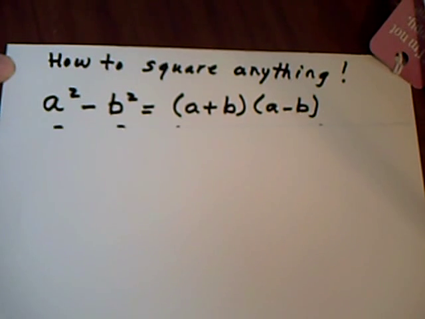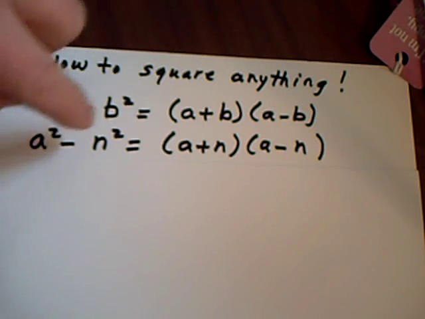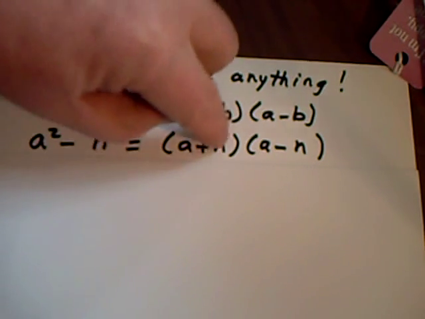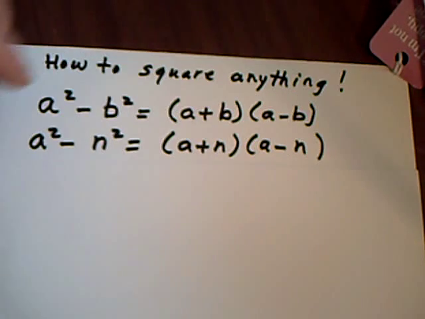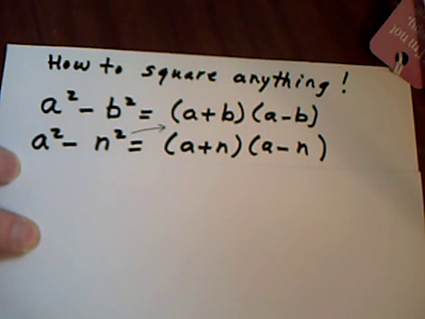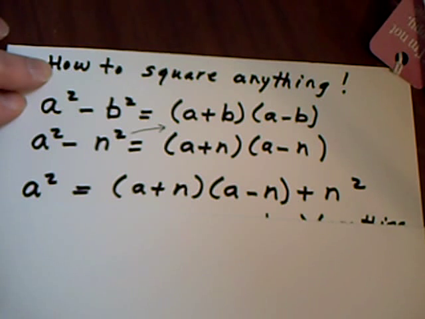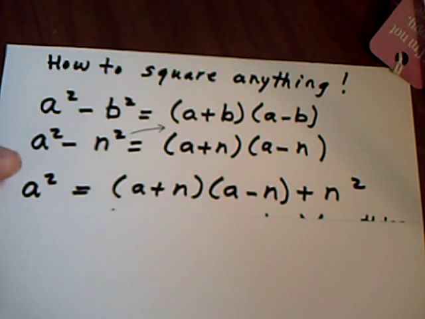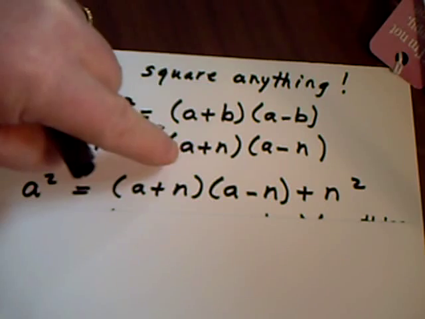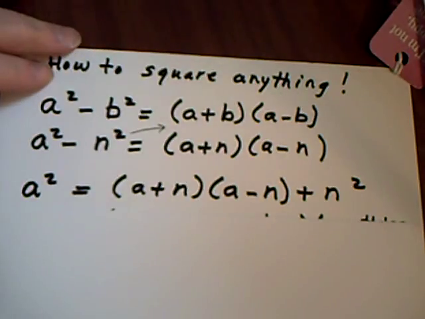So if I replace b by an n, it would read this way. a squared minus n squared equals a plus n, a minus n, multiplied. Now let's see the magic that happens if I take this n squared across to the other side. Then I would get this: a squared equals a plus n times a minus n plus n squared.